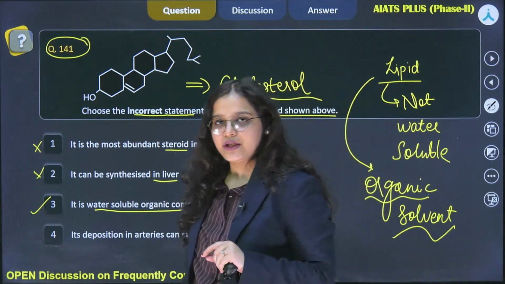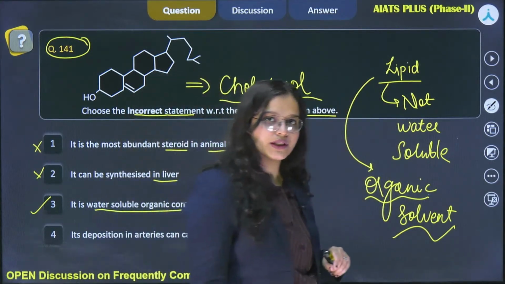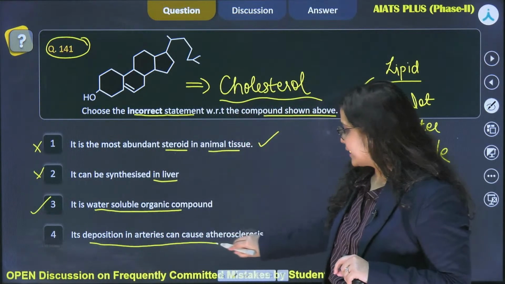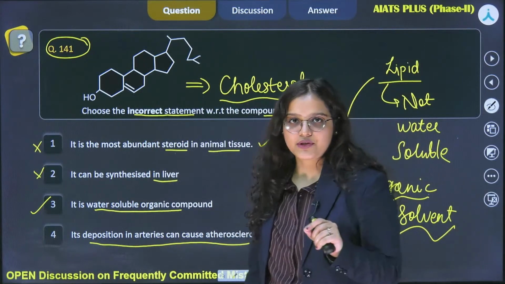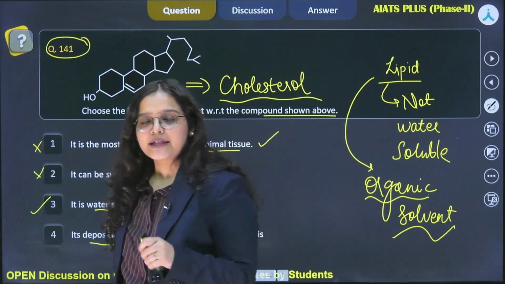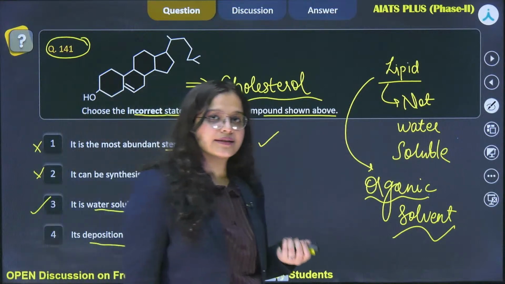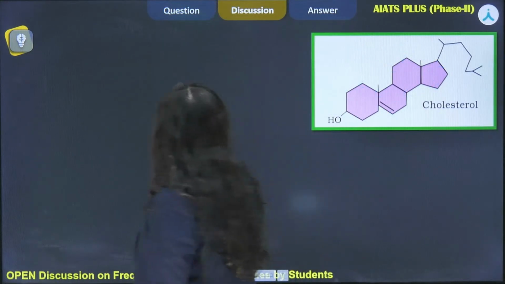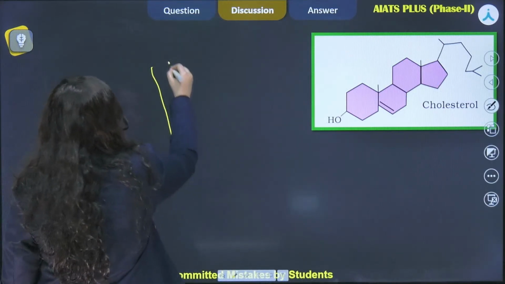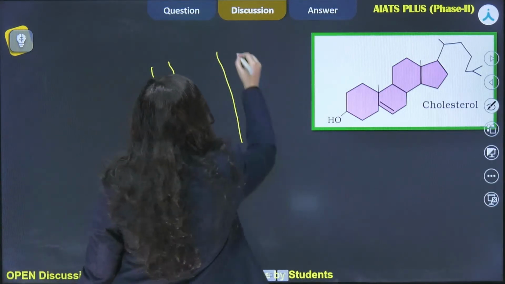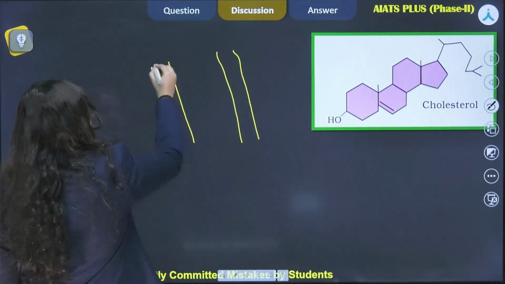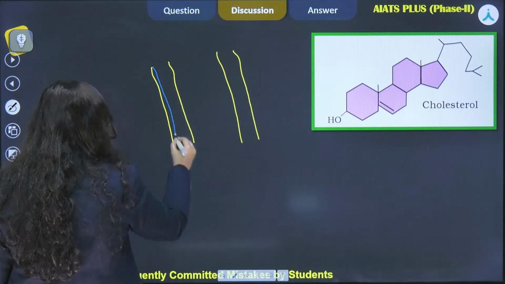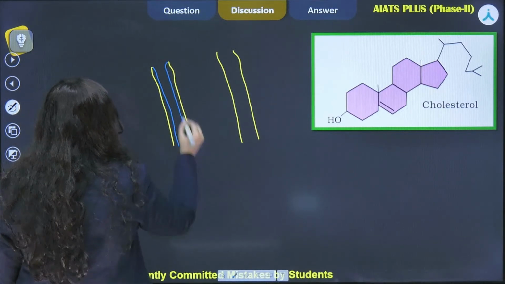But let us read the last option as well before we conclude anything. So the last option states its deposition in arteries can cause atherosclerosis. So dear students, we know that atherosclerosis is a disease which is associated with our heart. So basically what happens is that we have our arteries, and this is the wall of our artery in the normal condition.